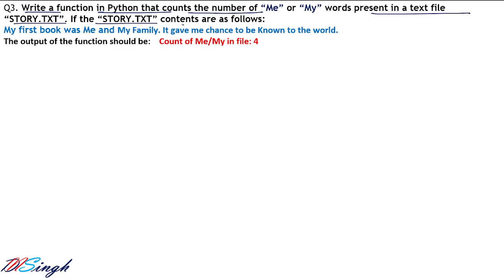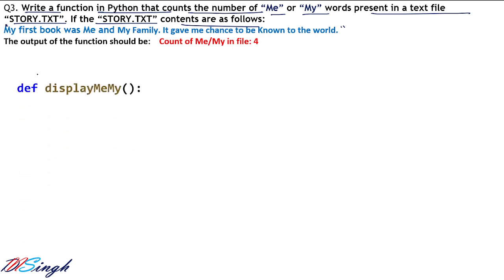Again the same way, we need to go up to words. So first we read the file in the form of a string, split it into the list of words, then we compare those words. If it is me or my, then we maintain a counter and increment it. Let us see. This is the content. My first book was me and my family. It gave me a chance to know the world. So these are the content.